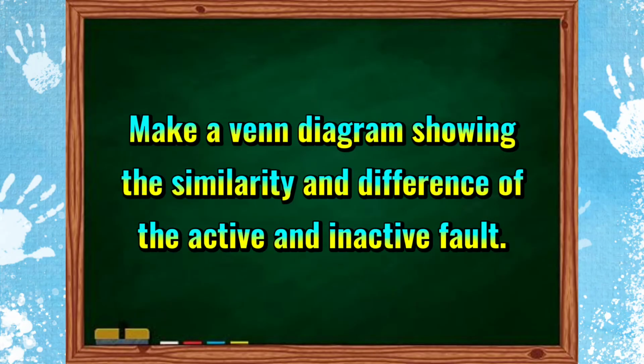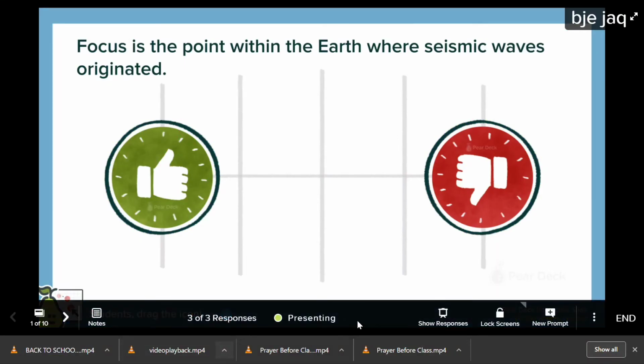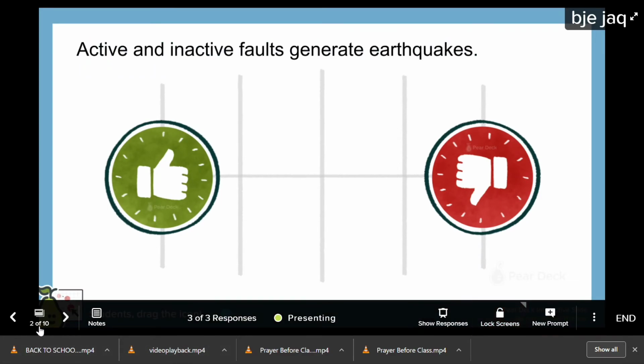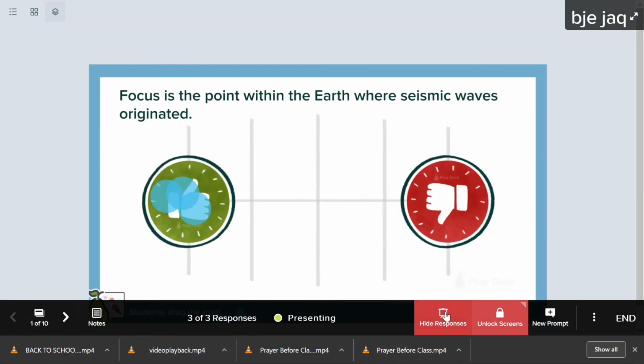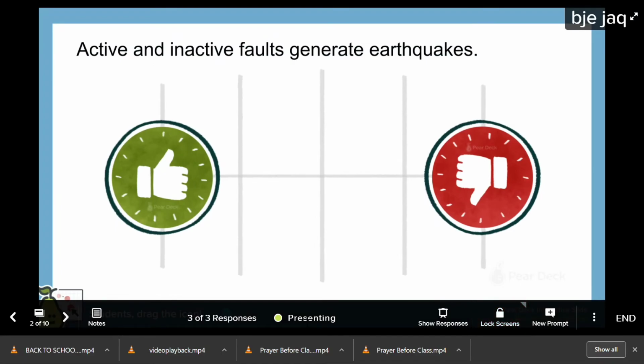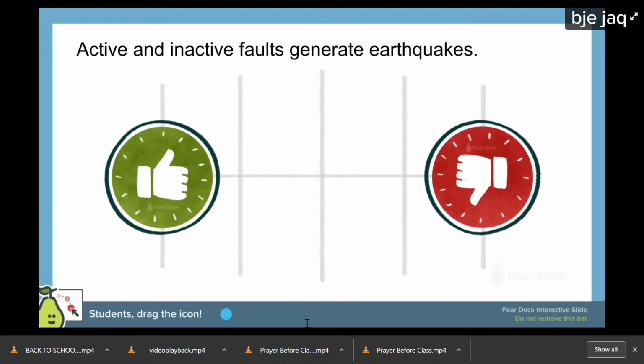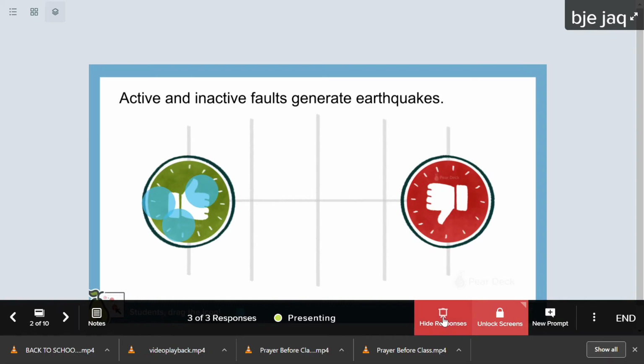For the active and inactive fault activity, make a Venn diagram showing the difference and similarity of the active and inactive fault. For your evaluation, differentiate focus and epicenter, magnitude and intensity, active and inactive fault by determining whether the statement given is correct or not. Thumbs up if the statement is correct, thumbs down if the statement is incorrect.